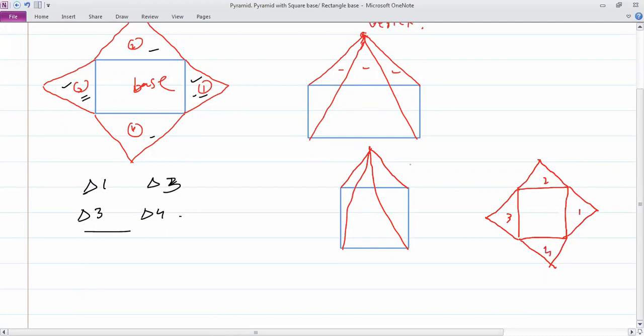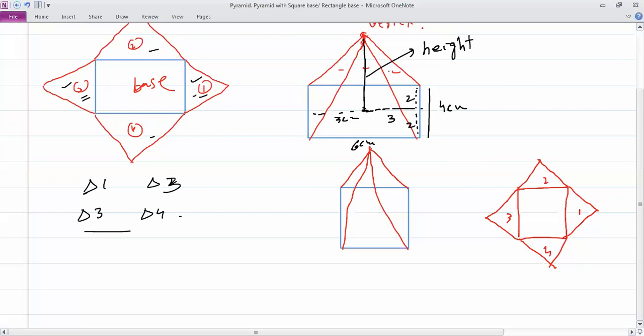So remember another thing for the pyramids. This is the height of the pyramid, or the perpendicular height of the pyramid. It's always perpendicular to the mid. That means if suppose this total is 6 centimeters, then this will be 3 centimeters and this will be 3 centimeters. And if this side is 4 centimeters, then from here till here will be 2 centimeters, and from here till here it will be 2 centimeters.